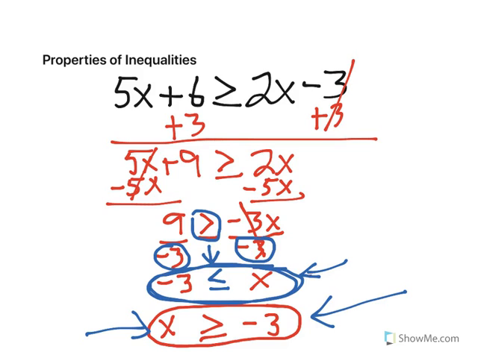X is greater than or equal to negative 3, except you would read the top one, negative 3 is less than or equal to x, and the bottom one, x is greater than or equal to negative 3. So remember, if you multiply or divide an inequality by a negative number, you have to reverse the inequality symbol. And there you have it.